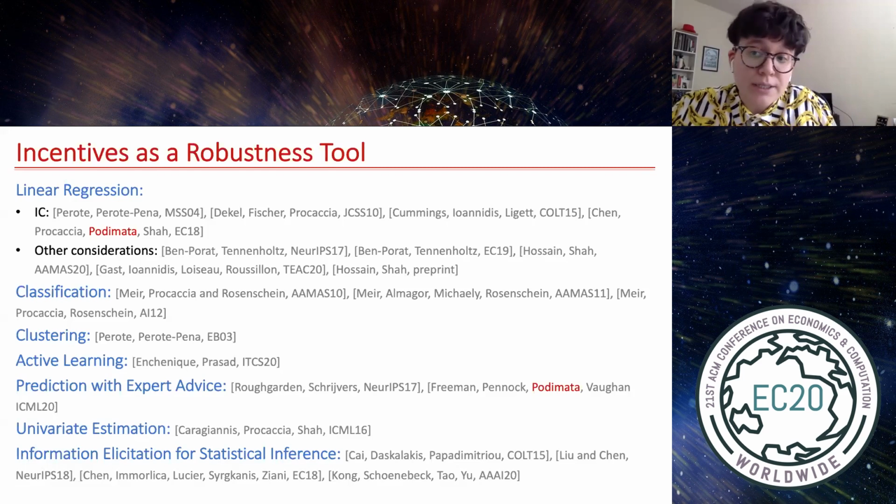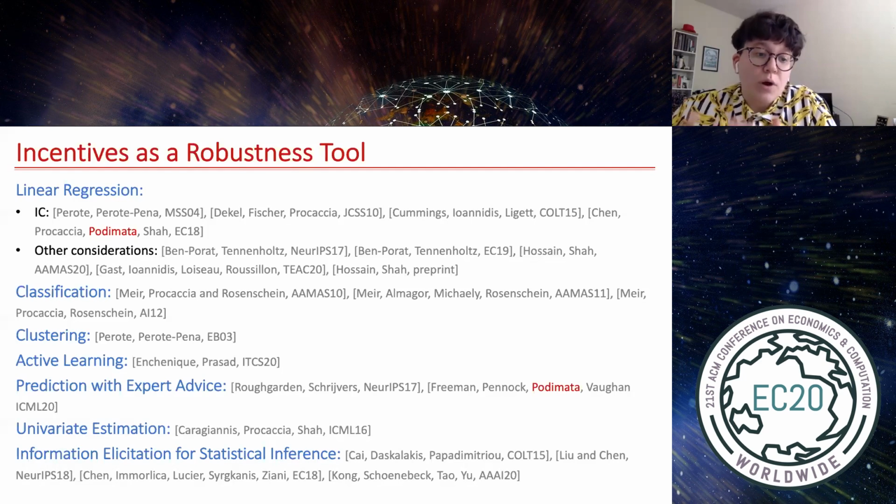Just to give you a broad idea of what has been studied so far in the space of incentives as a robustness tool, there have been works that study linear regression. Why is linear regression so important? Well, remember the Chara example that we talked about yesterday? These papers are centered around incentive compatibility, but there have been other considerations that people care about, for example, different equilibria in linear regression and so on. There have been papers on classification and in fact strategy proof classification.